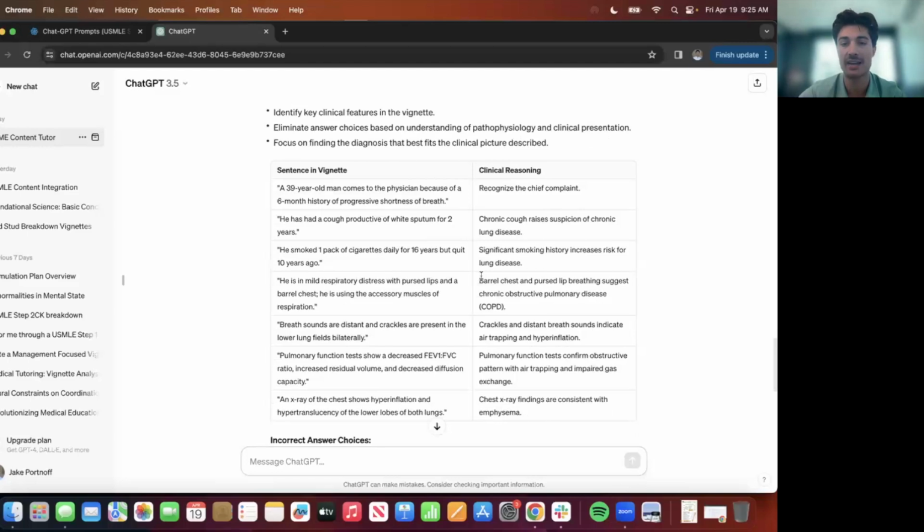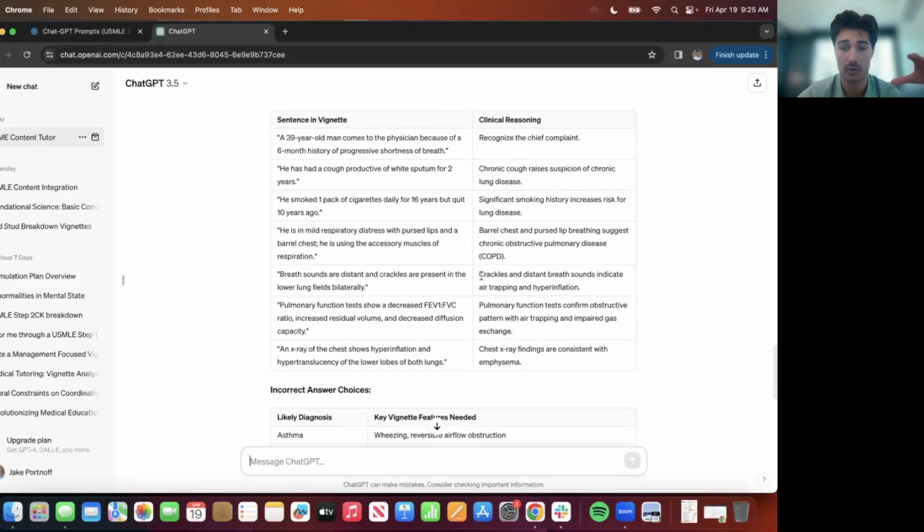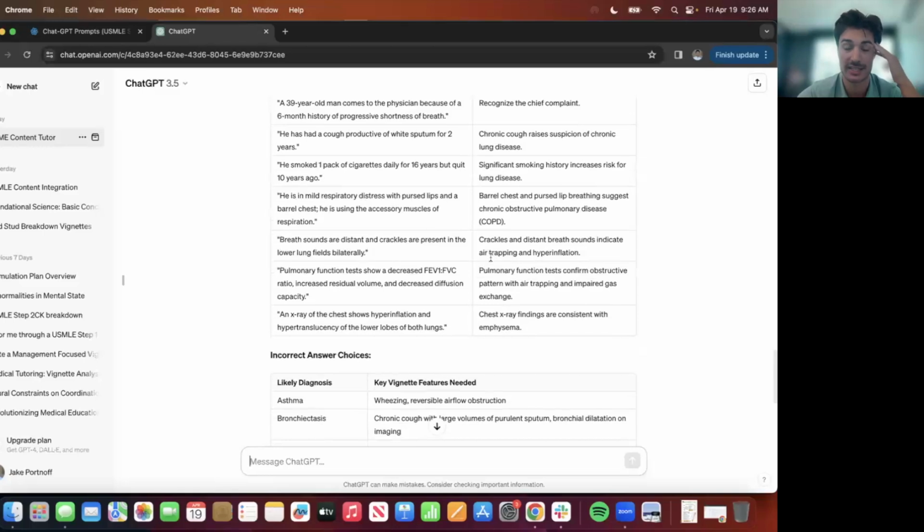He smoked 1 pack of cigarettes daily for 16 years. Okay, so chronic smoker. We know that's a risk factor for a whole category of respiratory pathology. He's in mild respiratory distress with pursed lips and barrel chest, and he's using accessory muscles of respiration. Okay, so now we're given specific features on examination, right, that might suggest a certain pathology. And what are we thinking, right? Blue bloaters, pink puffers, right? We're thinking maybe this is a COPD picture or exacerbation.